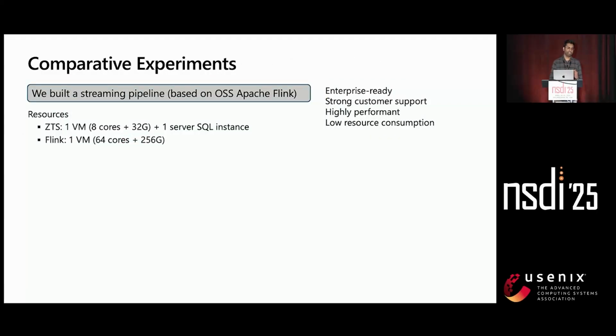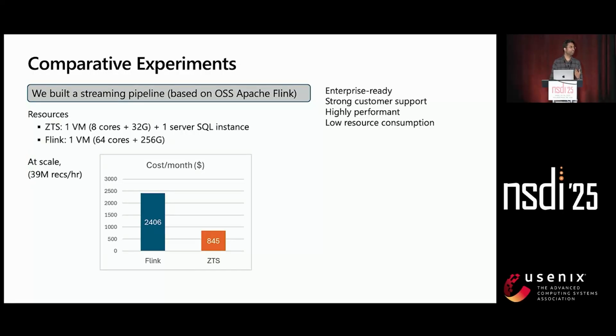We compare our system against a streaming pipeline based on Apache Flink. We choose Flink since it's an enterprise-ready system. Compared to systems like Spark, Flink has been shown to perform well for both streaming and batch processing use cases. The systems under comparison use the resources shown here, and it must be noted that the infrastructure is different, but optimized for each system.